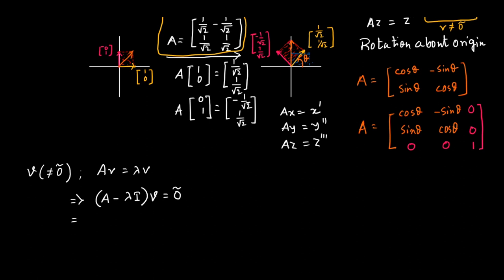So that means we can say from this that therefore the determinant of A minus lambda I will be equal to zero. Determinant of A minus lambda I is equal to zero. So what will this tell us? When we expand this determinant, what will I get? I will get a polynomial in terms of lambda.